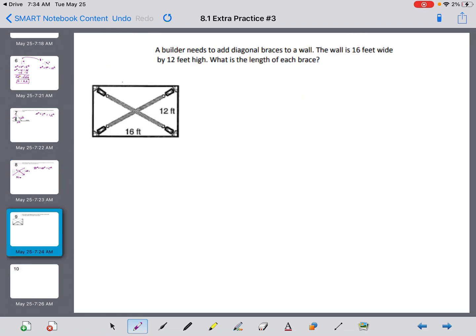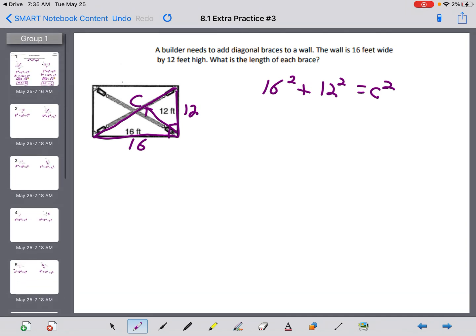A builder needs to add diagonal braces to a wall that is 16 feet by 12 feet. What is the length of each diagonal brace? Well, again, we're looking for c. So you have 16 squared plus 12 squared equals c squared.